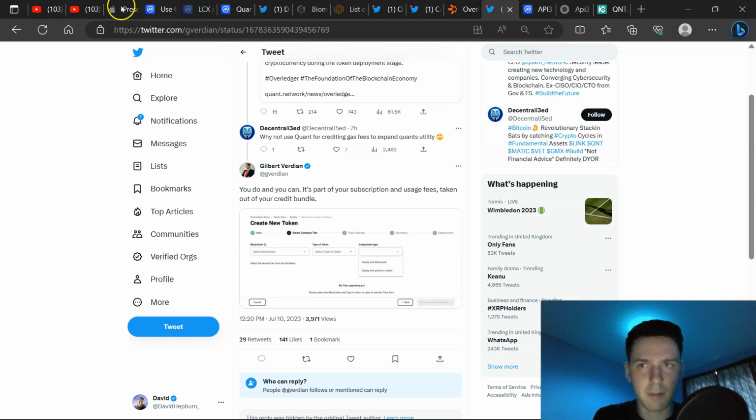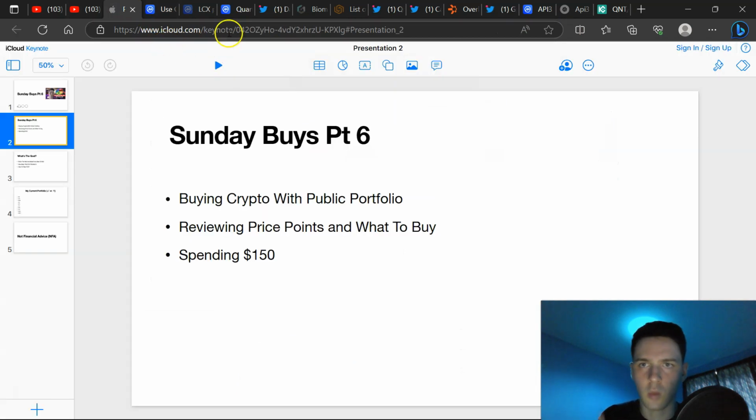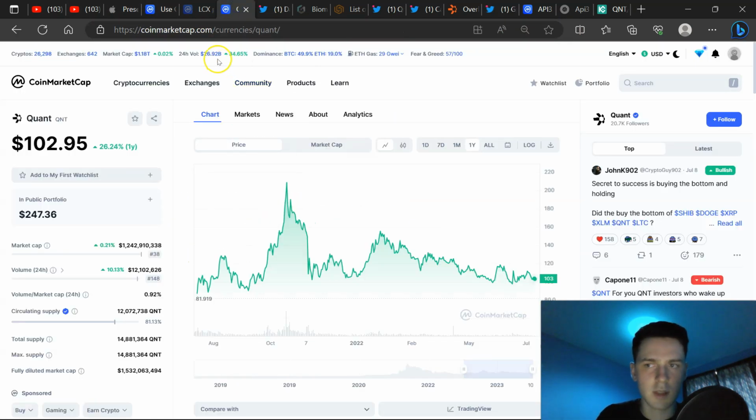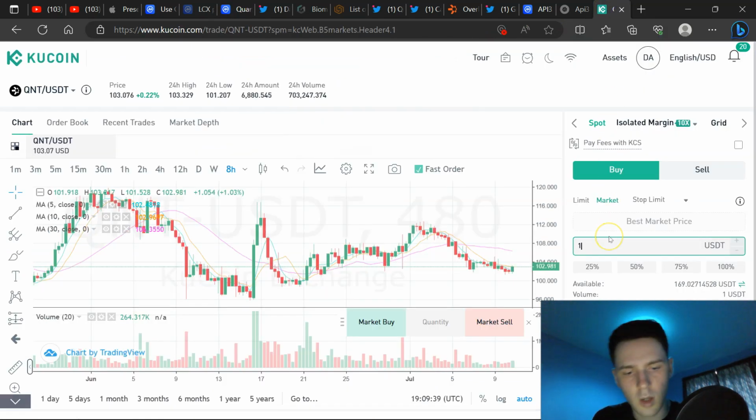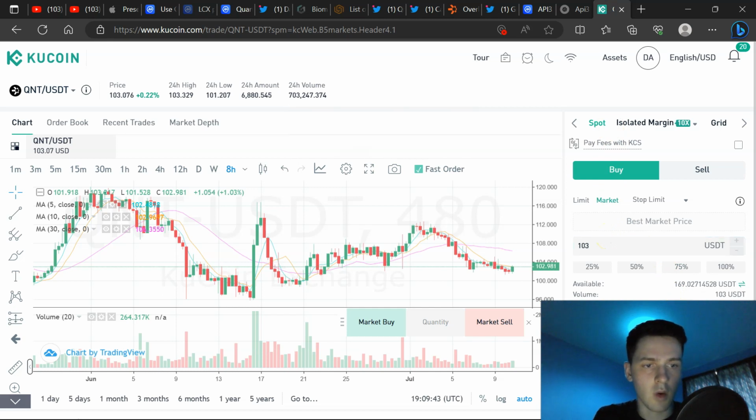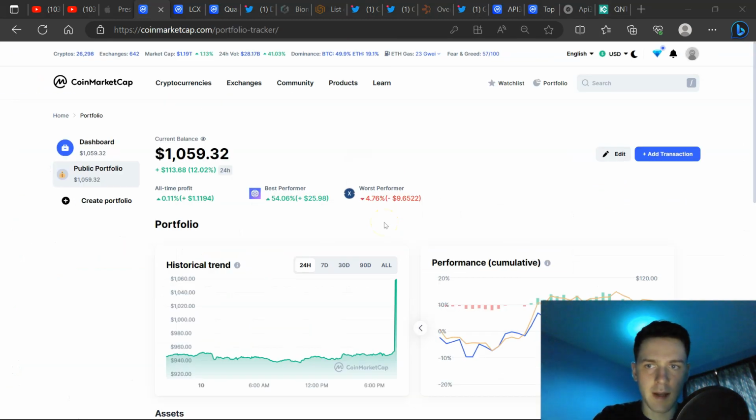So that in place, out of the 150 to get one whole QNT, I will spend 103 of the 150. So here we go, $103 buy QNT. There we go. The portfolio stands at $1,059. Second choice, the remainder of that amount is going to be API free.